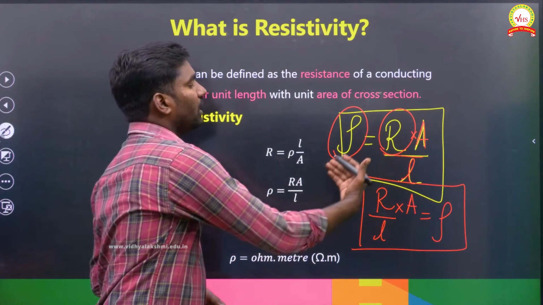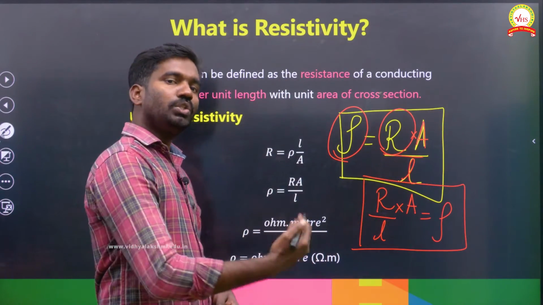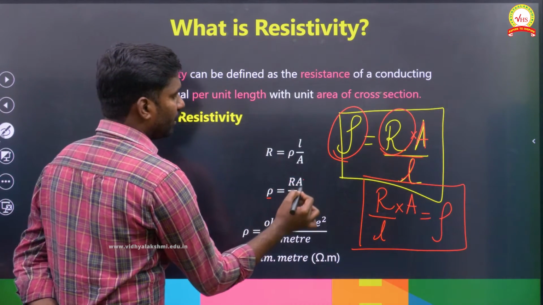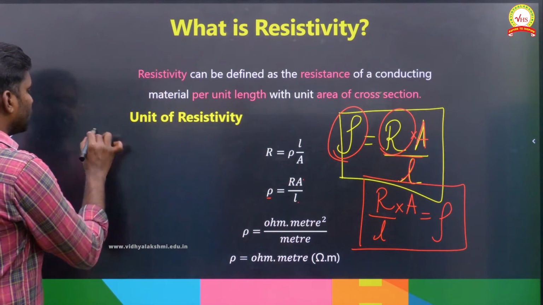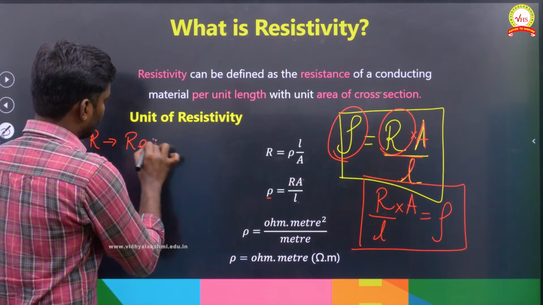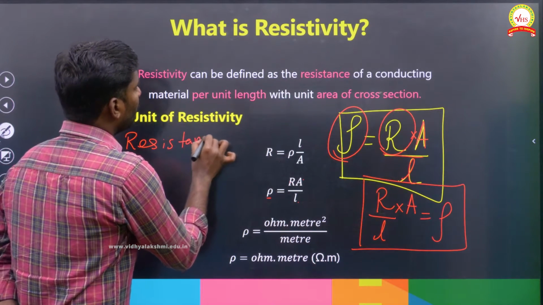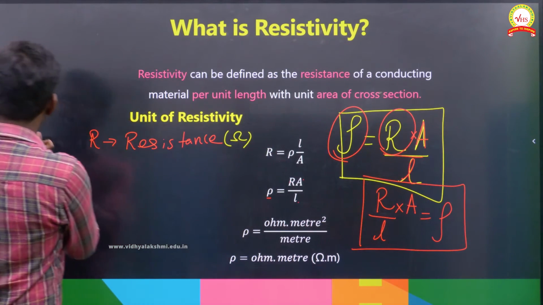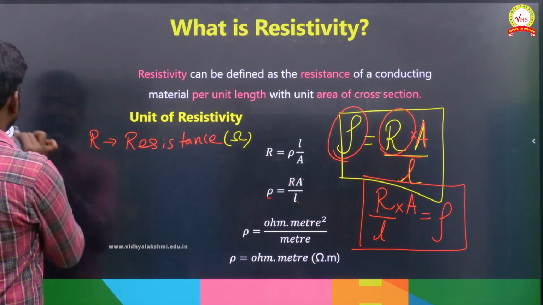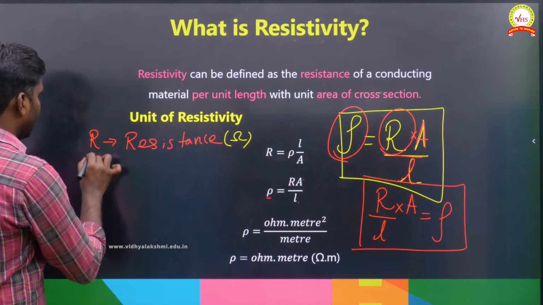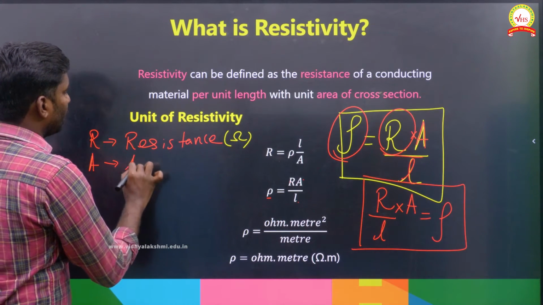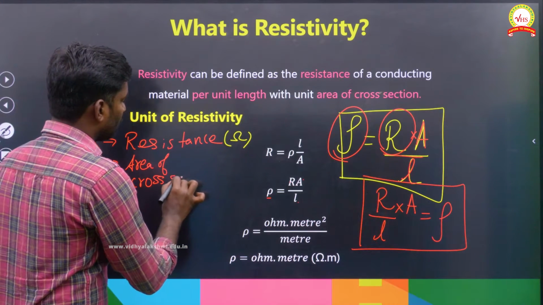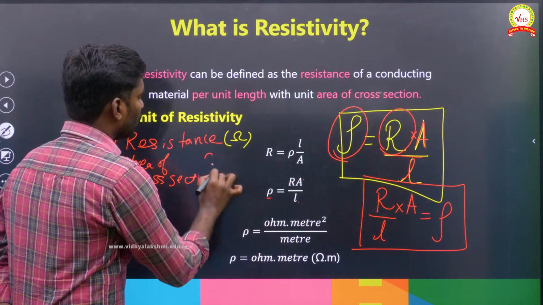So what will be the unit of resistivity? How can we derive that? Rho is equal to R A by L, where R stands for resistance. So what is the unit of resistance? The unit of resistance is ohm. And what do we have next? We have A. What is A? A represents area of cross section.